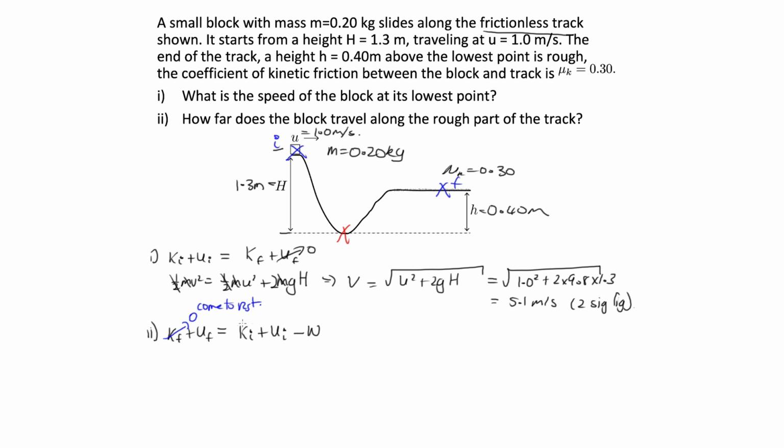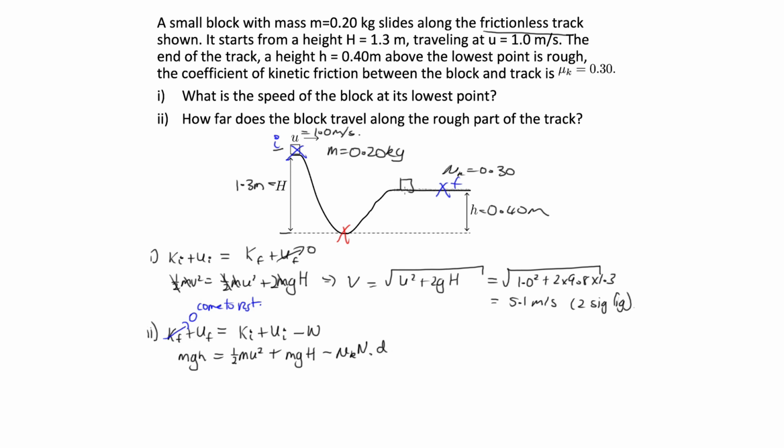So let's substitute in what we know to this equation. So we can work out the final potential energy here. We've got m g little h, and we've got our initial kinetic energy over here. That's a half m u squared, and the initial potential energy is given by m g H. And then it's losing this energy as work done against friction, which is mu k times the normal force times the distance that it travels. And it's this d that we're trying to work out.